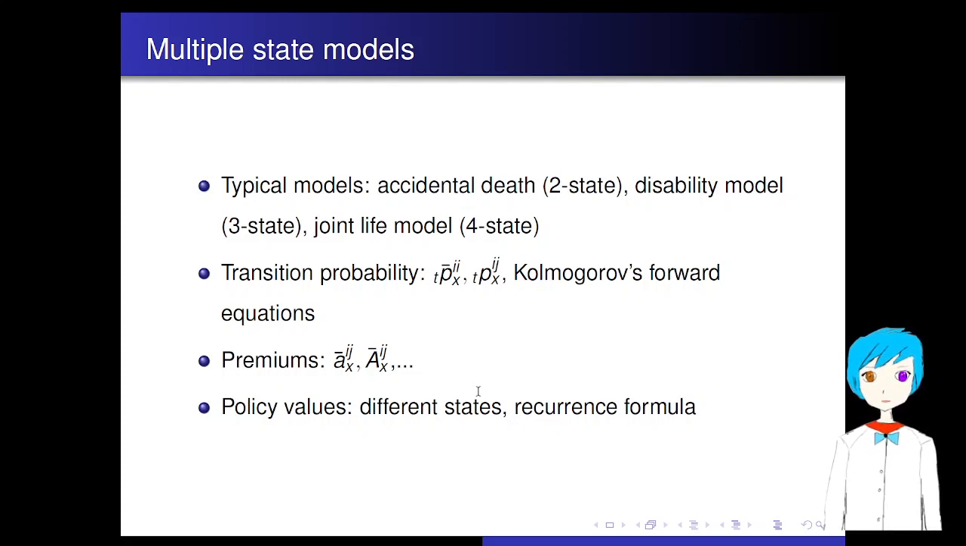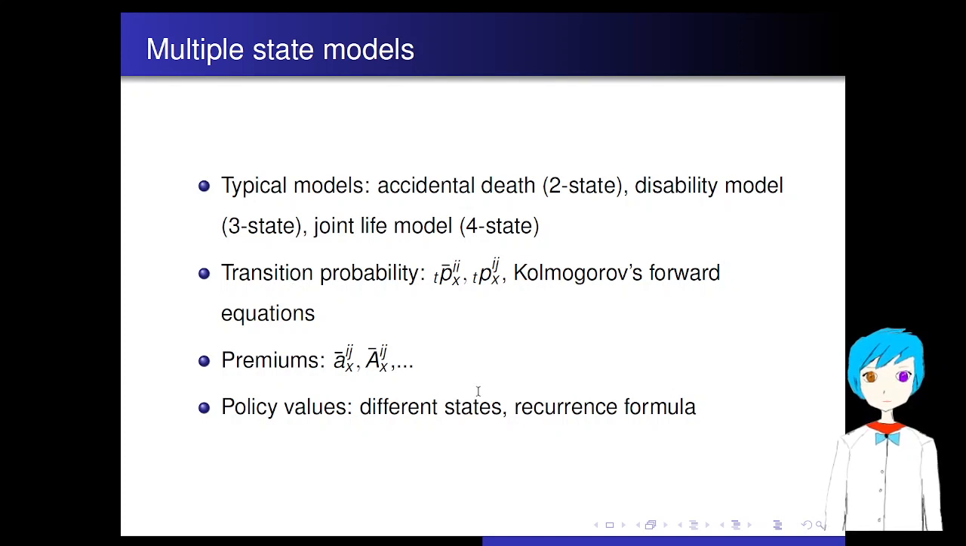Next, we discuss the transition probability. We have tPx^ii bar, which is the probability of staying in the state i for at least the time t, as well as tPx^ij, which is the transition probability from state i to state j within the time interval t. In order to evaluate the quantity tPx^ij, we need the Kolmogorov forward equations. Usually it is done by numerical integration, but in special cases we can also evaluate the transition probability by hand.